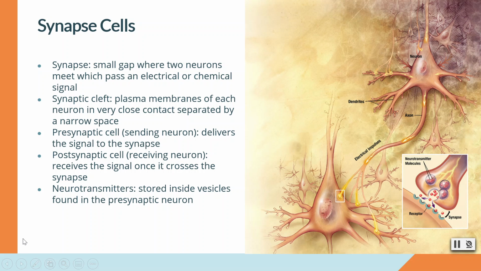To begin, in the nervous system, a synapse is a structure that allows a neuron to pass an electrical or chemical signal to another cell. Then we have the synaptic cleft, or the plasma membranes of each neuron in very close contact separated by a narrow space. The presynaptic cell, or the sending neuron, delivers the signal to the synapse, while the postsynaptic cell, or receiving neuron, receives the signal once it crosses the synapse. These neurotransmitters are stored inside vesicles found in the presynaptic neuron.